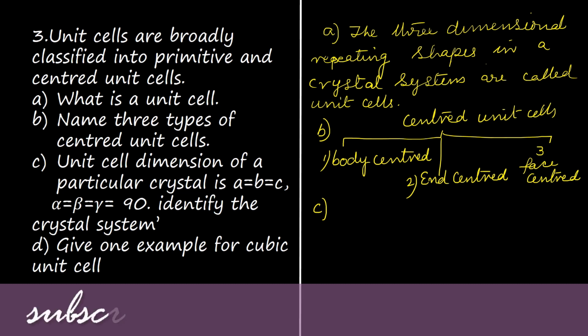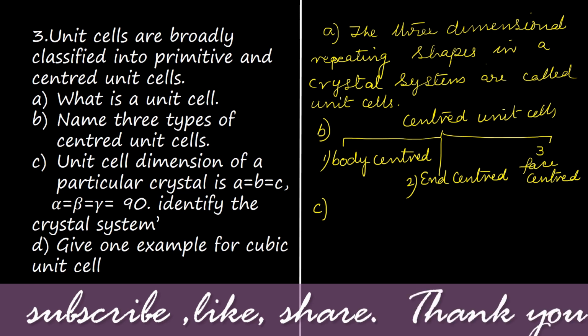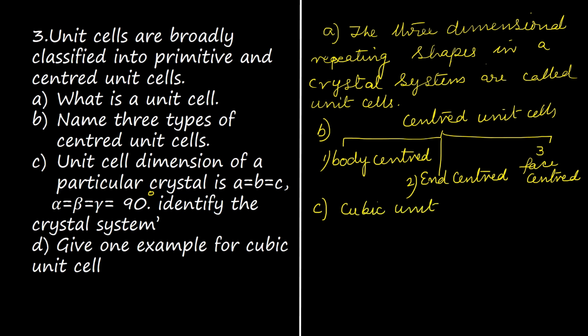The dimensions of a unit cell are given. All the edge lengths are equal, a = b = c, and the angles are also equal and equal to 90 degrees. That means the type is cubic unit cell. Section D, sodium chloride.